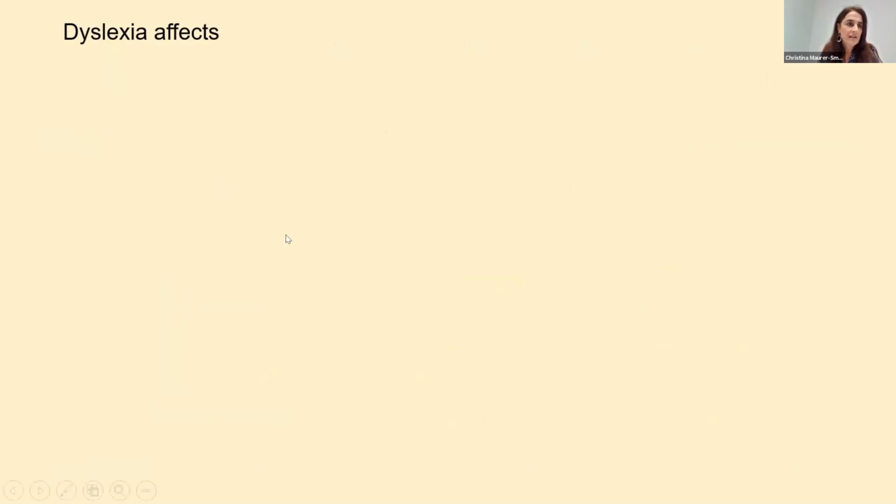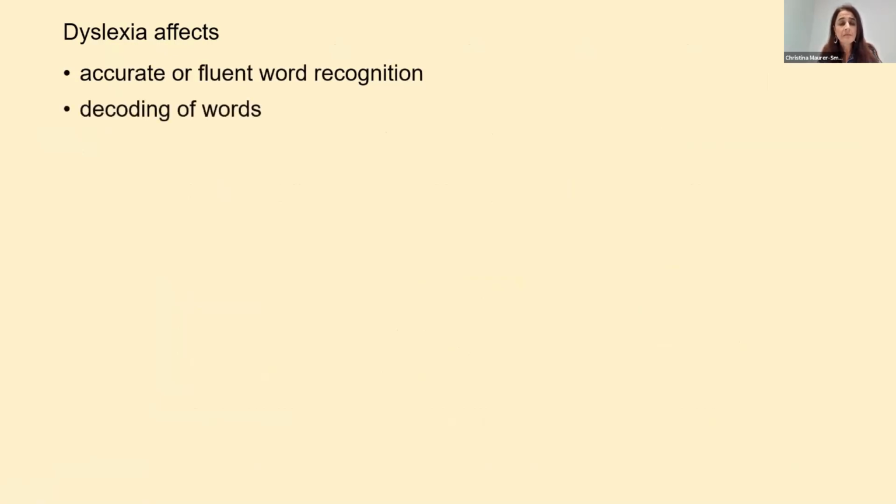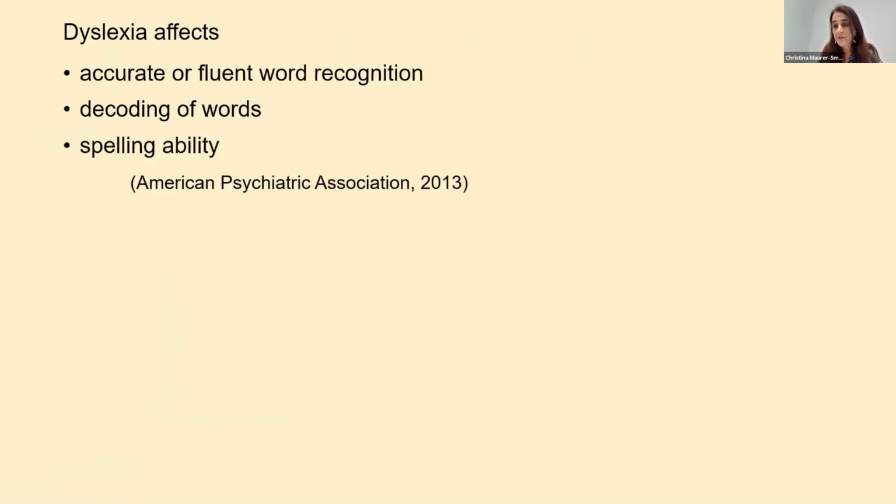To start, I'd like to tell you a little bit about dyslexia. Dyslexia affects accurate or fluent word recognition, decoding of words, and spelling ability. These aren't the only characteristics of dyslexia, but they're the defining characteristics that set it apart from other neurological differences. Dyslexia is not related to overall intelligence or access to a reasonable education.